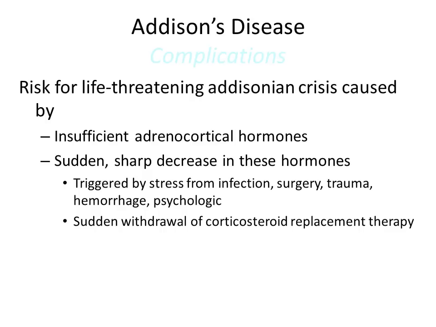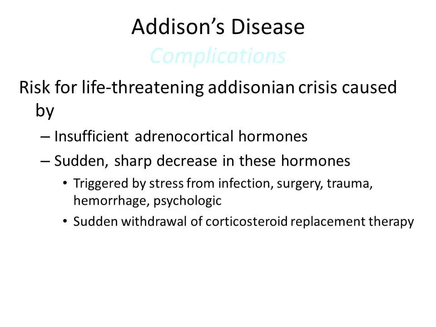Okay, Addison's disease complication, a complication called Addisonian crisis. What is it? It's a life-threatening condition caused by an insufficient amount of adrenocorticoid hormones. It is a sharp or sudden decrease in these hormones, as when we instantly stop cortisone or prednisone, the steroids. That's why we need to taper them. It can be triggered by stress or infection, surgery or trauma.